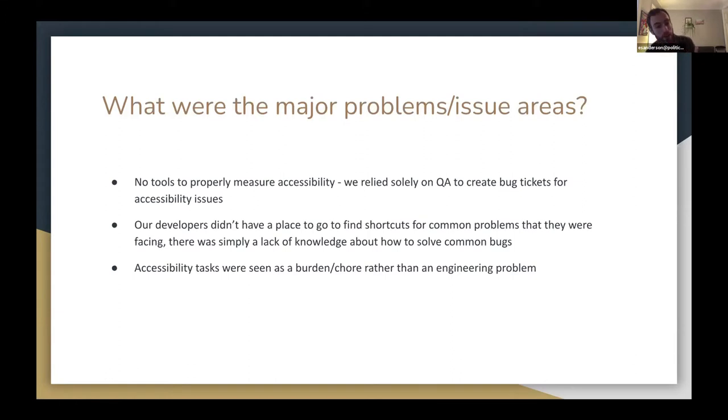And the other issue, and this is sort of the larger philosophical issue, as I mentioned, is that accessibility tasks were seen by our team as a burden and a chore rather than an engineering problem. When I started on the path, a little bit of a rewind here, I was asked by our chief architect to take on what we called an accessibility czar, which is just a fancy title for someone to think about accessibility broadly speaking. And this happened about, I would say, 6 or 7 months ago.